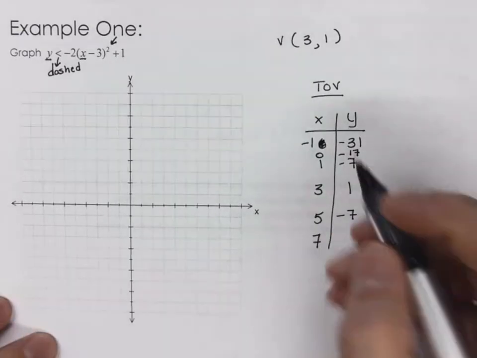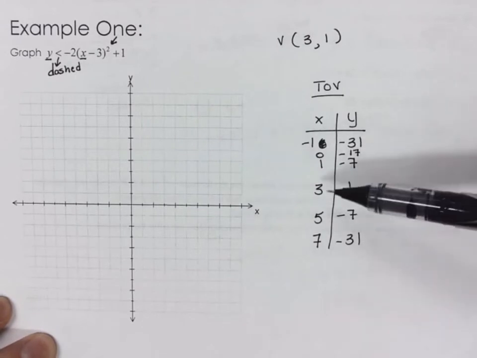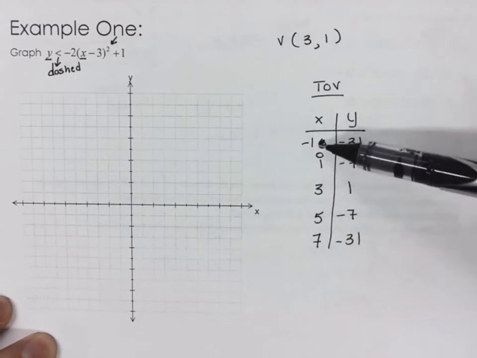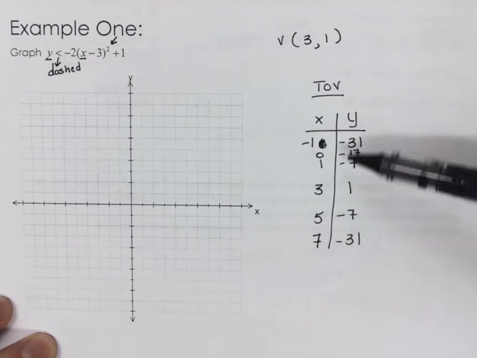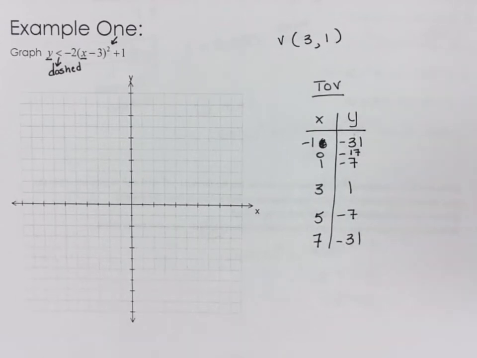-31. Yes, -31. Right? Because these points are 2 away, these points are 4 away, so this is 4 away on this side, so you would expect the numbers to be the same, right? That symmetry should repeat itself. I think we have enough to graph.